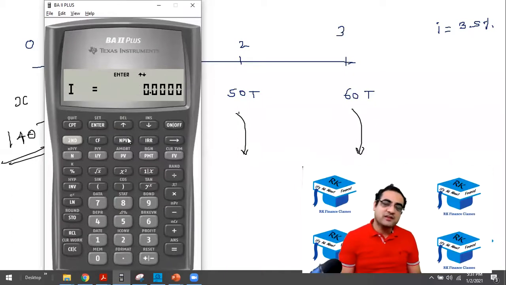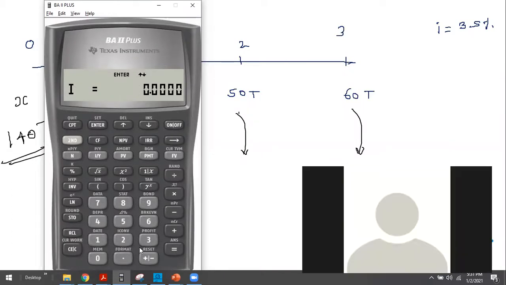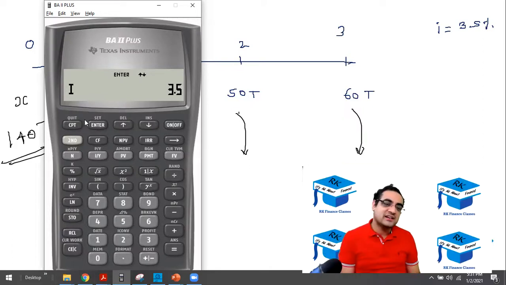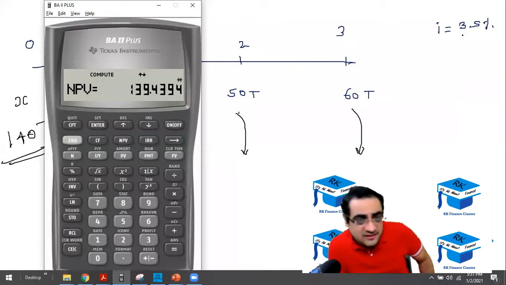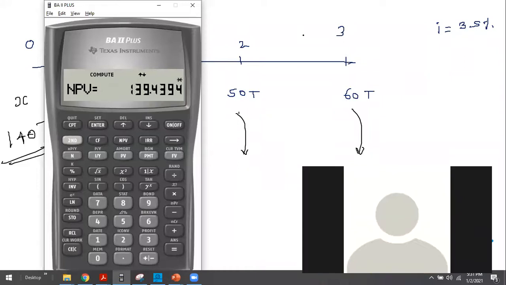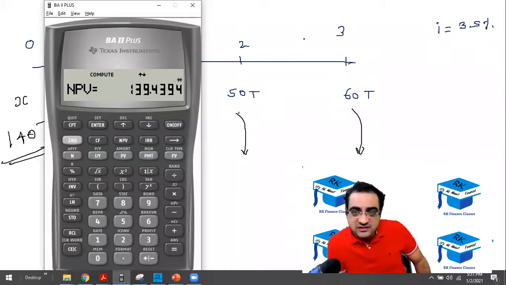Then press NPV. What is I? 3.5. Okay, 3.5. Enter. Downward key and press compute. It's 139.44. Is it clear? Yeah, sir. It's clear now. Okay, one more guy raised hand. Okay, Rohan. Yeah, let me know your doubt.